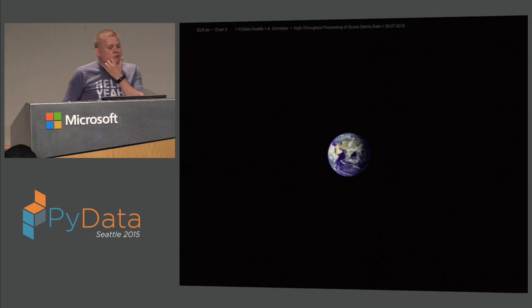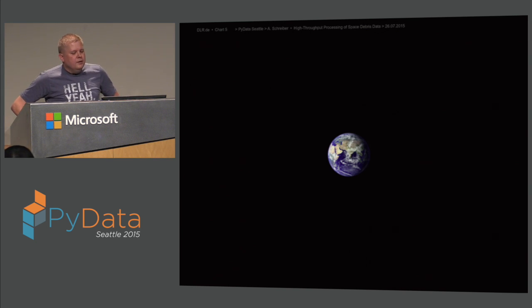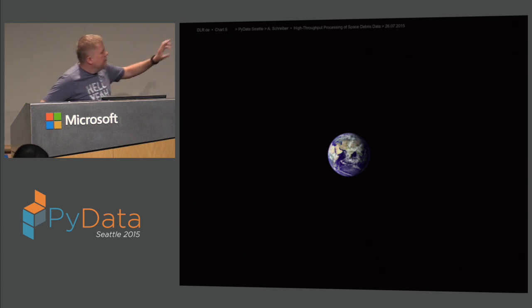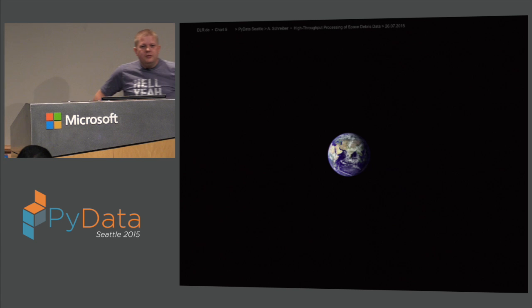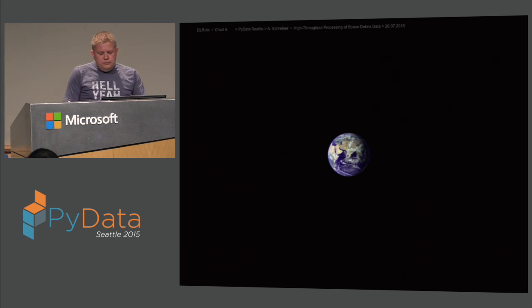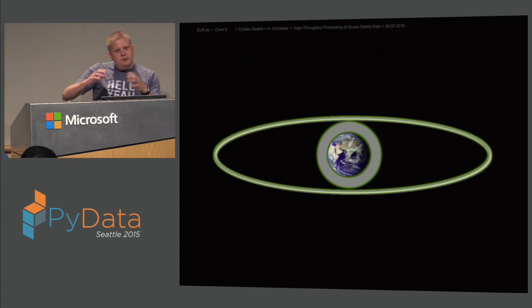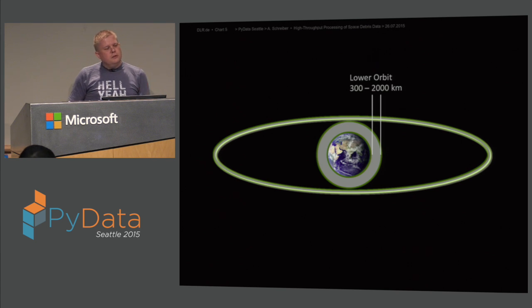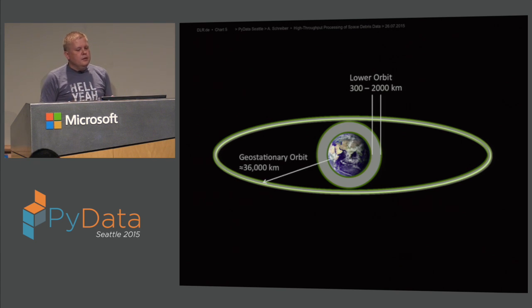So what is space debris? The first thing we have to talk about is space itself. This is the Earth. We are living there, and most of our life is happening on the surface. But another part of our life is happening in two areas around the Earth. There's the lower orbit, from 300 kilometers up to 2,000 kilometers, where a lot of satellites and other stuff is flying around. And the geostationary orbit, which is around 36,000 kilometers. Most of the communication satellites are located in the geostationary orbit.